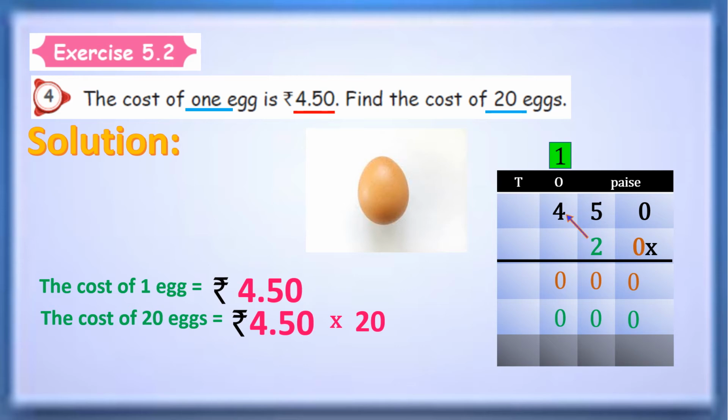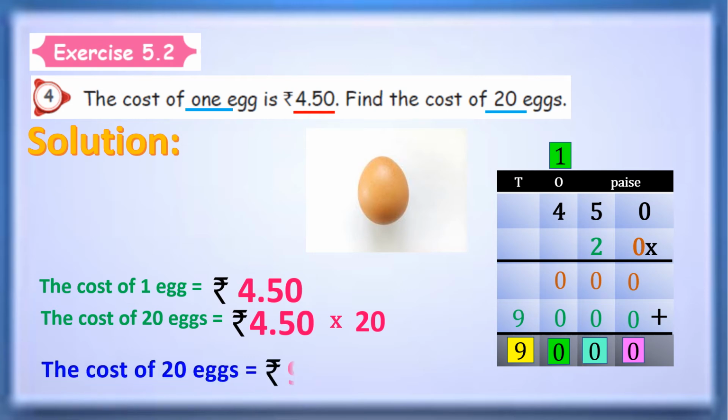So 4 twos are, or 2 fours are 8. 8 plus 1 is 9. So after adding we get the answer 0, 0, 0 and 9. As I have told you already, in 4 rupees and 55, 2 digits before only we have the dot, isn't it? So in our answers also, 2 digits before we have to keep the dot in this place, right? That means cost of 20 eggs is equal to 90 rupees. Like this you have to follow.